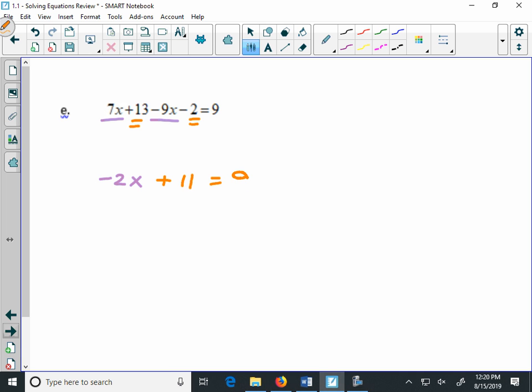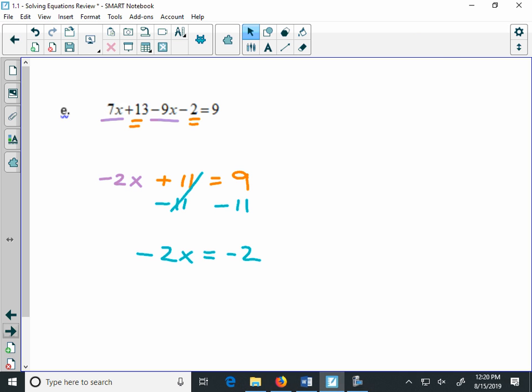And then to get x by itself, now it's just that two-step equation. So move the 11 over. 9 minus 11? And then what do we have to do with the negative 2? So x is equal to negative 2 divided by negative 2.